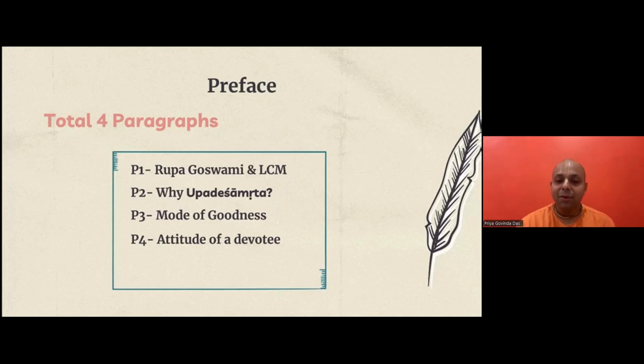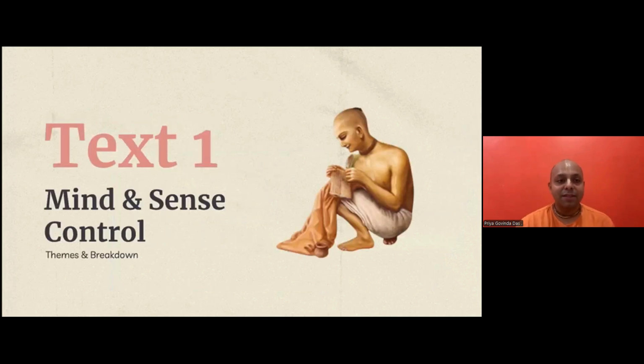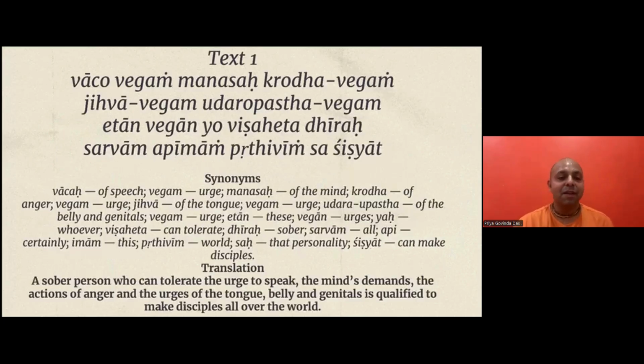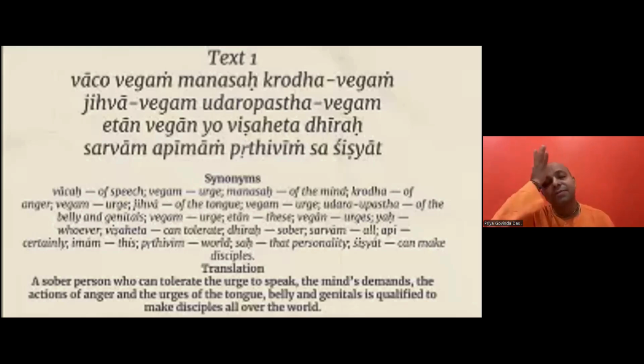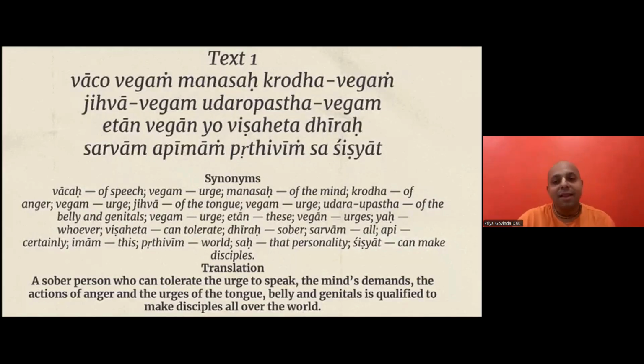And then today, we are going to start with text 1, mind and sense control. The theme which is covered in this verse mostly, and a very famous verse, which all of us can recite. And as I requested, we can all learn these verses. It will be good if we can learn all the 11 verses, so that we can always be ready to speak about them. So let us recite this verse together, and then all of you can be muted and keep on reciting along with me.